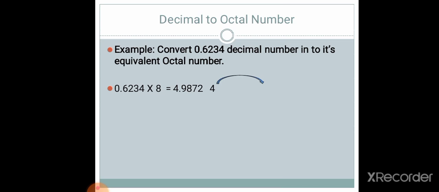So 0.6234 into 8, the answer is 4.9872. So we have to copy that 4 at the right hand side, because we'll always consider the number before the radix point. So before the radix point 4 is there, so we have picked that 4 and we have written it at the right hand side. So the remaining number is 0.9872. So we'll take that 0.9872 and we'll again multiply that with 8.